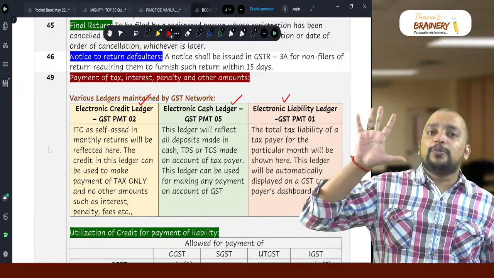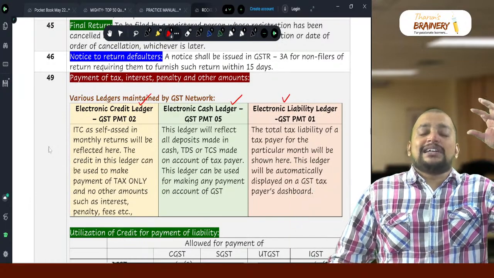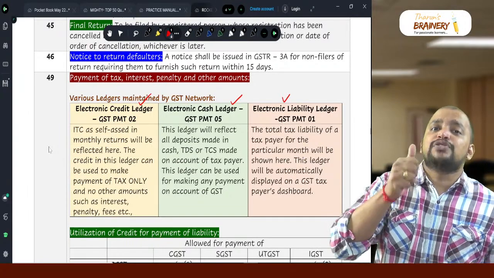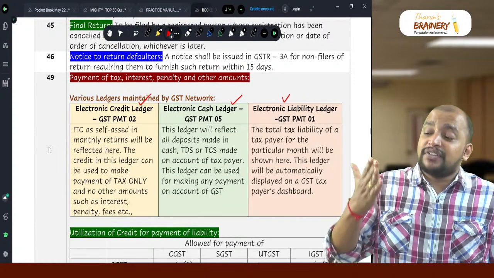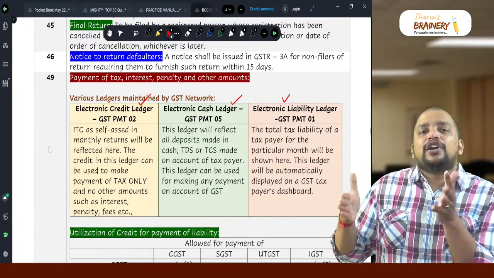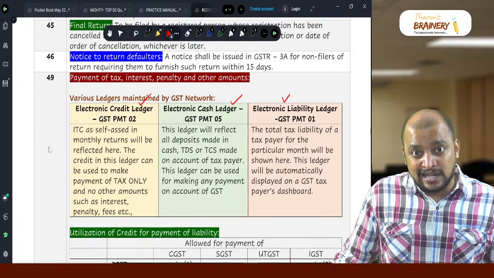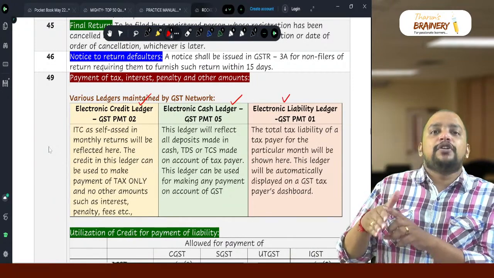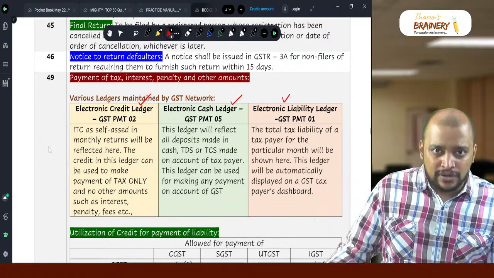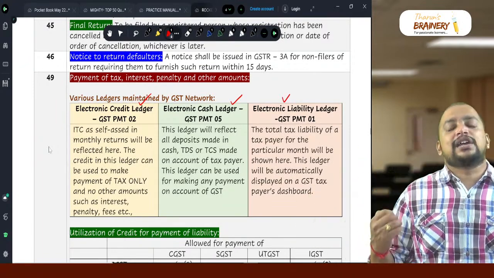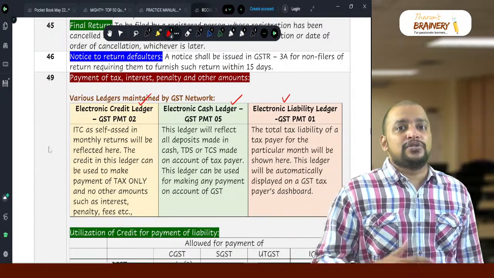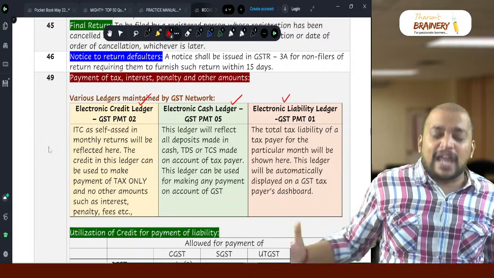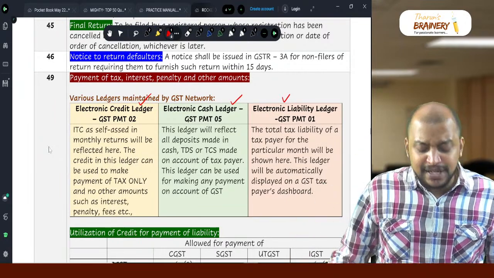To pay these liabilities, we use the electronic credit ledger and cash ledger balance. Remember, the balance in the credit ledger can be used for payment of tax dues only. For payment of the other 4 dues, we cannot use the balance in the electronic credit ledger. We need to use the balance in the electronic cash ledger only. So the balance in the electronic credit ledger can be used only for payment of tax dues, and the balance in the electronic cash ledger can be used for payment of any dues. Okay.